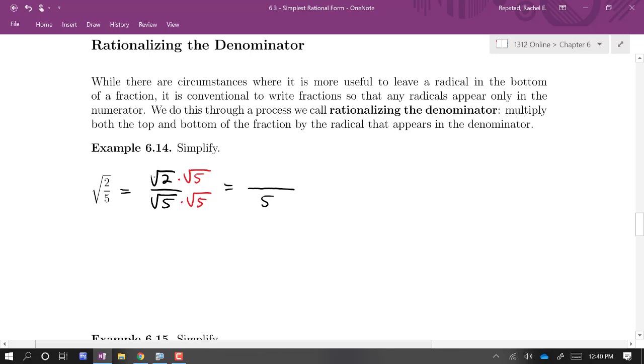Up top, the square root of 2 times the square root of 5 is the square root of 2 times 5, or square root of 10. And that's as far as we go. Now there's no more radicals in the bottom. Be careful, we cannot reduce that fraction. 5 goes into 10, yes, but we don't have a factor of 10 up top. We have the square root of 10. You can only reduce and cancel common factors when they're either both inside the radical or both outside the radical. So the 5 is outside the radical, the 10 is inside the radical, which means we can't do any reducing here.